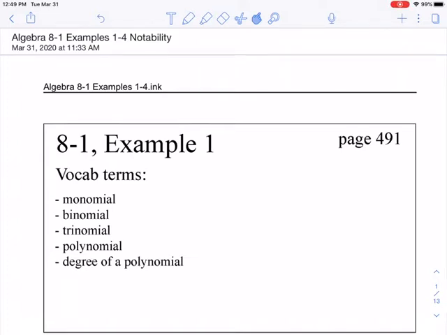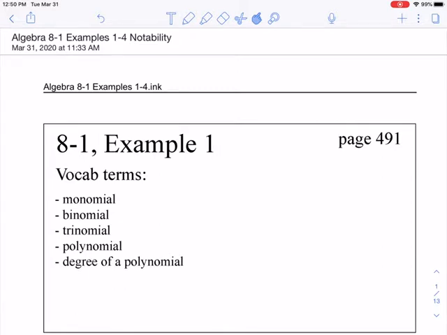All right, chapter 8. So, what we are looking at today is basically an introduction to adding and subtracting polynomials. So, we need to discuss some vocabulary terms before we get into this so that when I'm using these words, you know what I mean. So, if you look at the slide here, I've got monomial, which we covered in the last chapter.